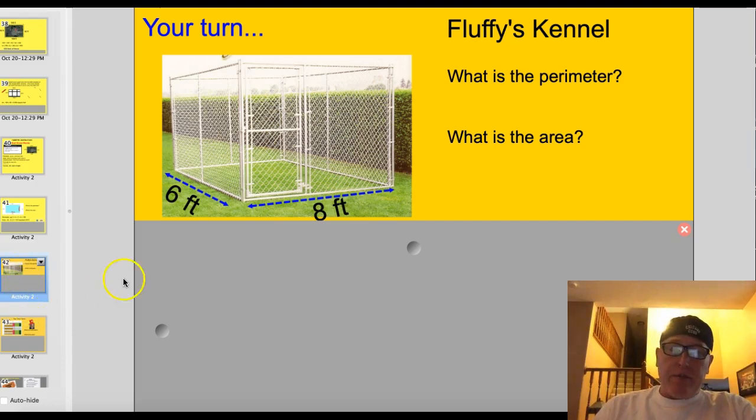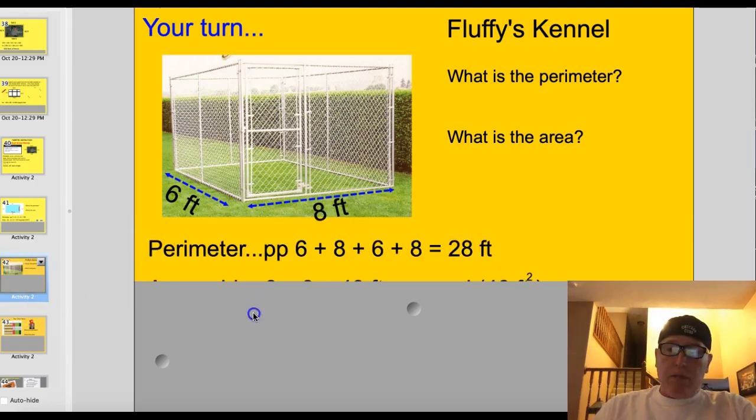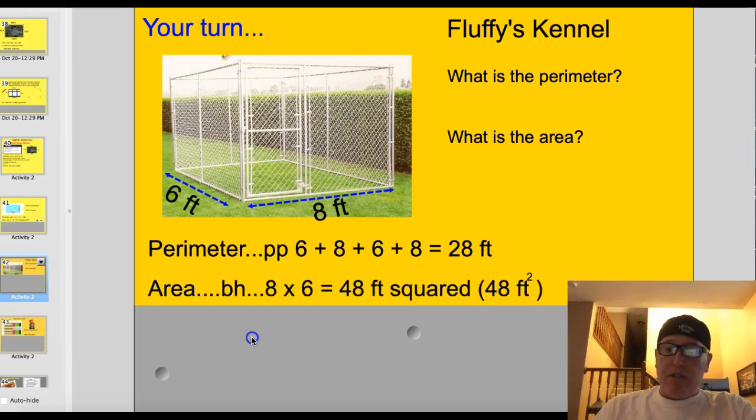Well, let's see what you did. Perimeter, 6 plus 8 plus 6 plus 8. I got 28 feet. It's linear feet again, or just plain old feet. Area, the base times the height. Well, the base would be 8 times the height of 6. 8 times 6 is 48, and that's going to be feet squared.